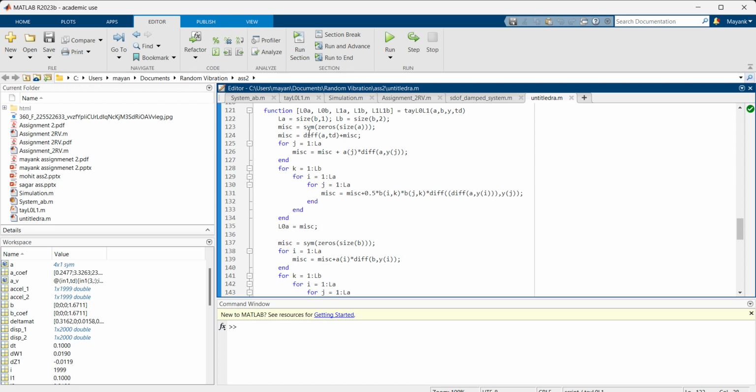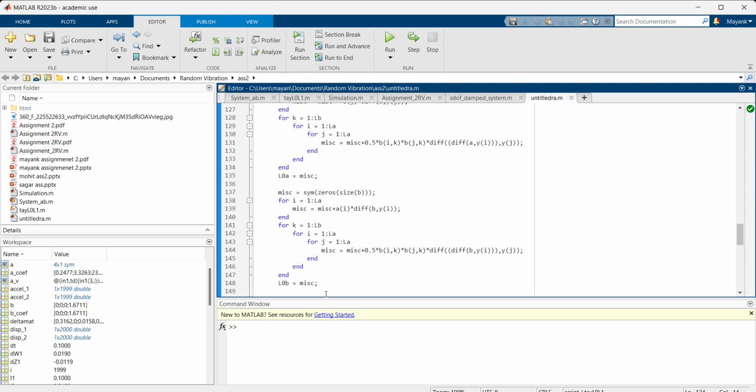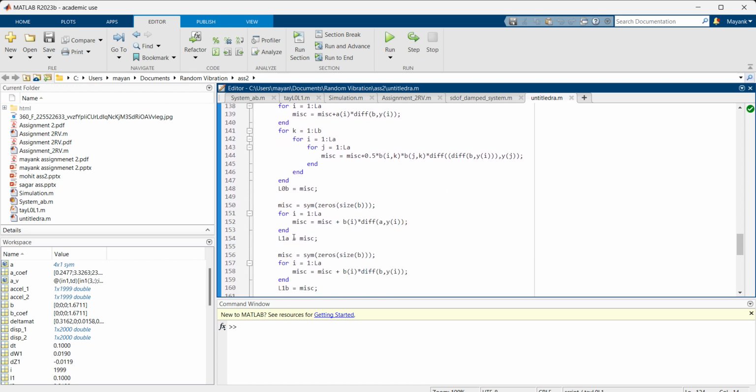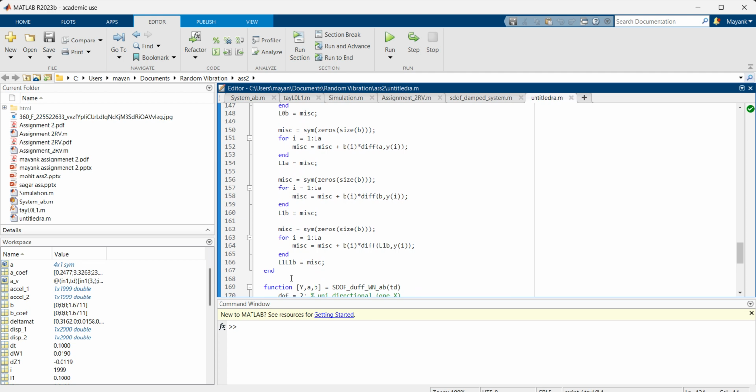This is a symbol, and mic is added with the time derivative of a. Here in this loop I calculated L naught A. In this loop I calculate L naught B. Similarly in this loop L1 A and L1 B.